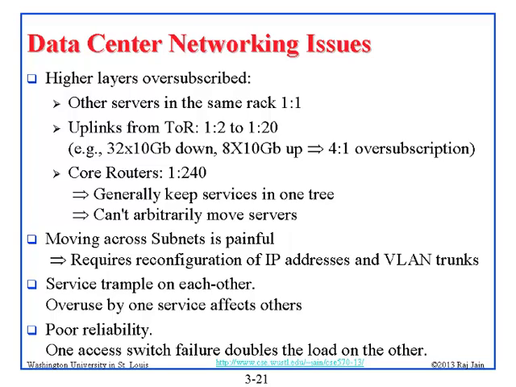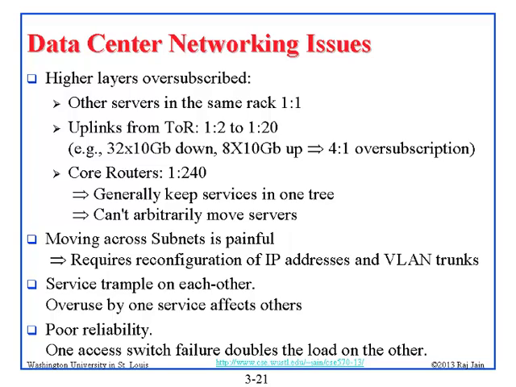So oversubscription: we already saw that whatever traffic is coming from below, more traffic is coming in and less going out. And the ratio is called oversubscription. For example, you might have 32 10 gigabit down, only 8 times 10 gigabit up, and that would be 40 up, 320 down. That gives you 4-to-1 oversubscription. Core routers are 1 to 240 oversubscribed.